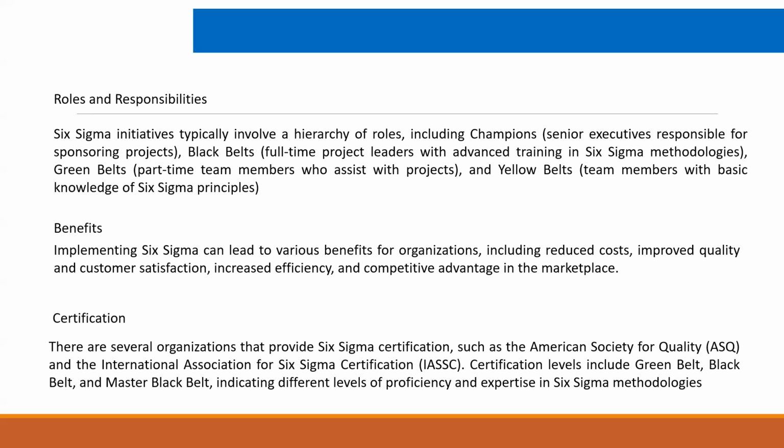Actually, these are the regulatory bodies. There are many third parties who conduct Six Sigma training, but these are the regulatory bodies in Six Sigma certification. Several organizations provide Six Sigma certifications, such as ASQ and the IASSC, and certification levels include the green belt, black belt, and master black belt, indicating different levels of proficiency and expertise in Six Sigma methodology.